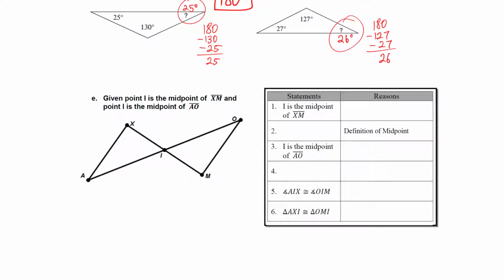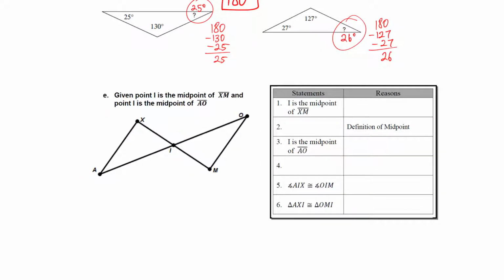Okay, so down at the bottom on this proof. On the first statement, I is the midpoint of XM. How do we know I is the midpoint of XM? Given. Good, because it's given to us right here. All right? So I is the midpoint of XM.